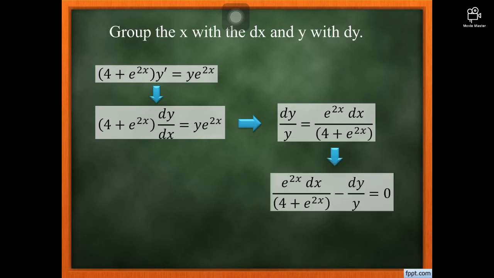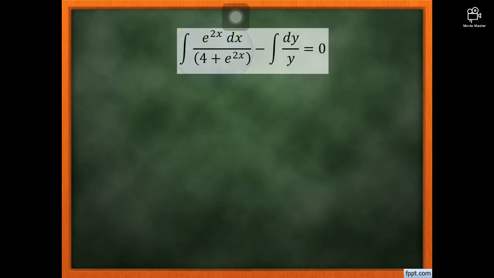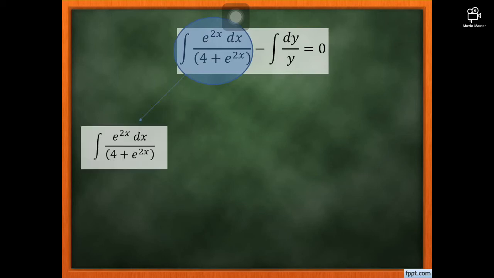So for the final answer for the second step, that gives us e raised to 2x dx over 4 plus e raised to 2x minus dy over y is equal to 0. So it's now time to integrate the differential equation. So let us integrate e raised to 2x dx over 4 plus e raised to 2x.